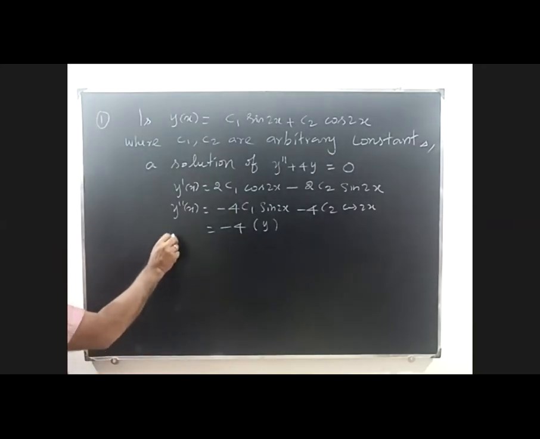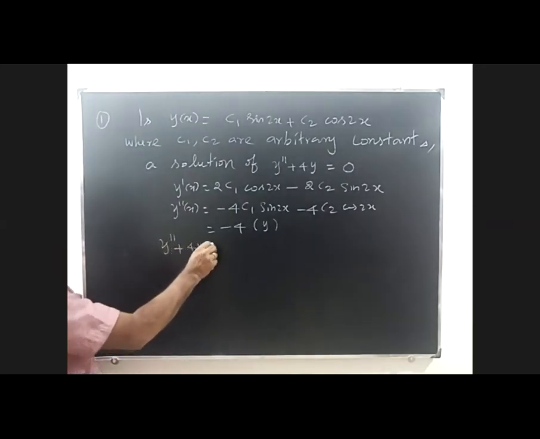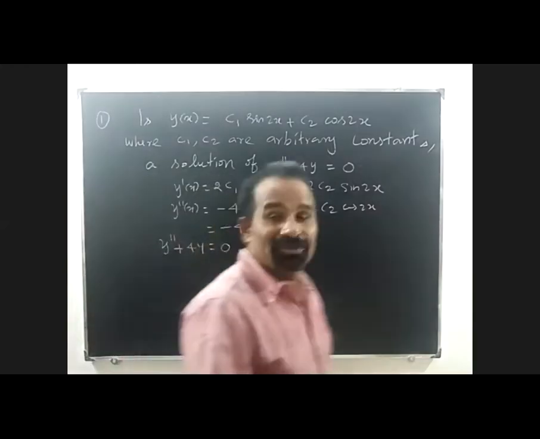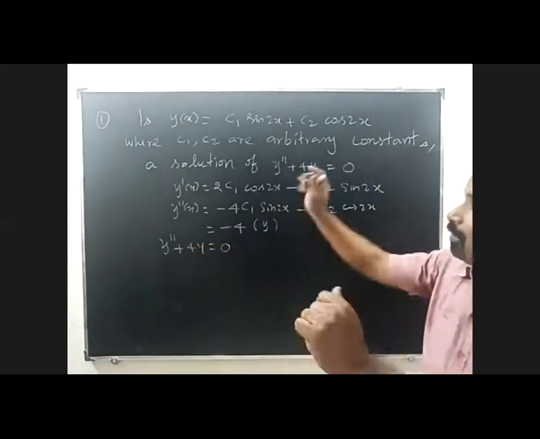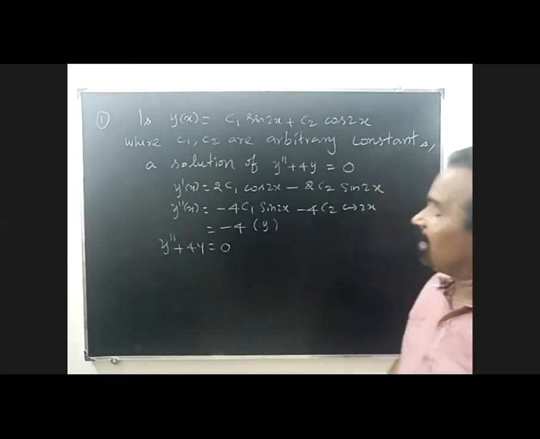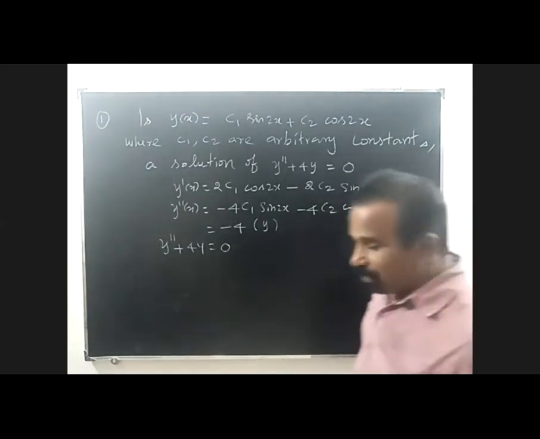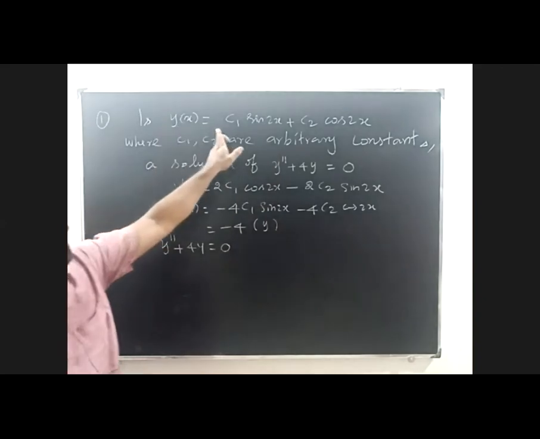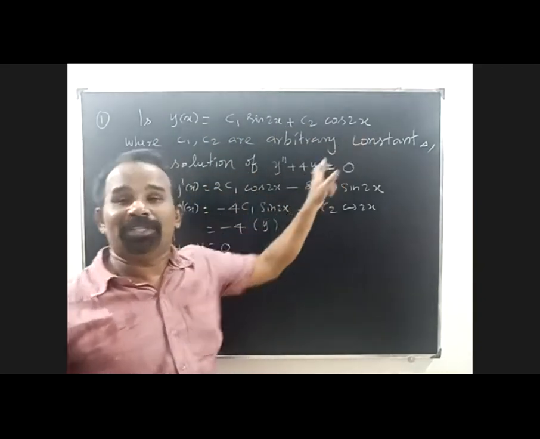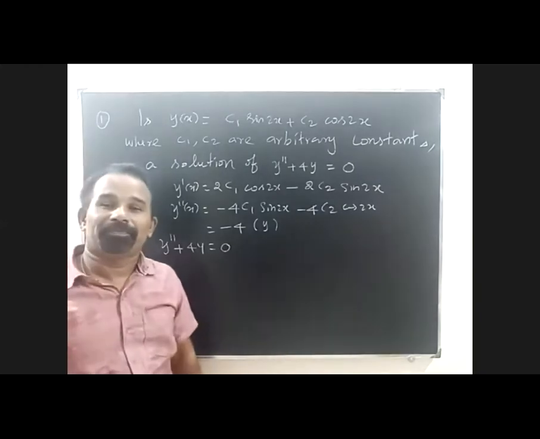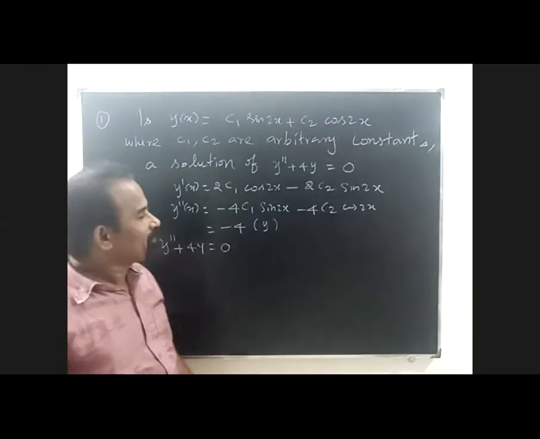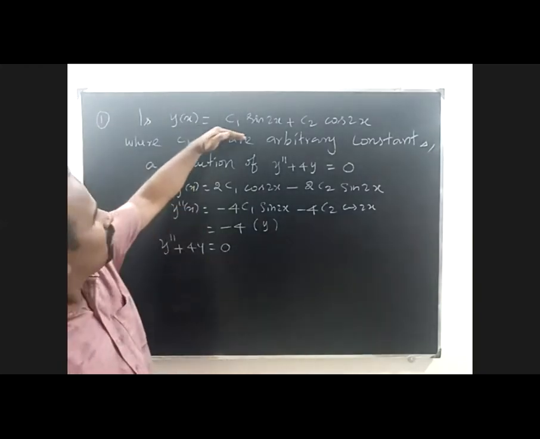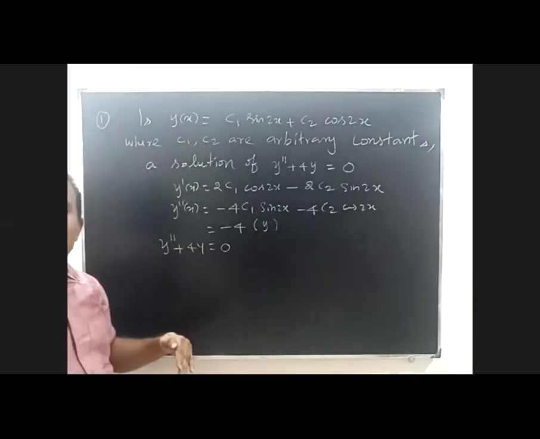Therefore, y double dash plus 4y is equal to 0. So this is very simple, you know very well that. So here what I am coming to say is that this solution is a general solution of this differential equation. Okay, general solution.